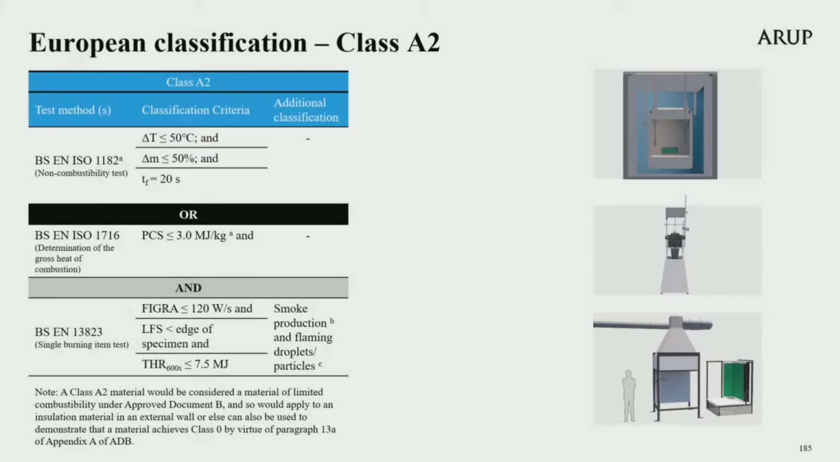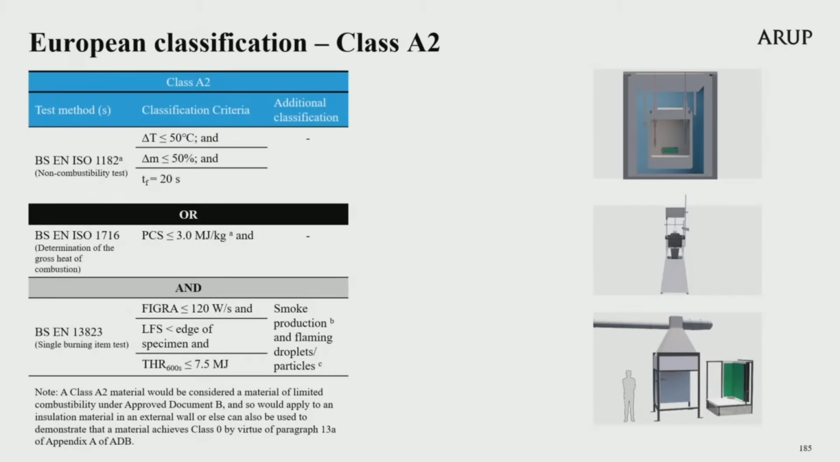In addition to the single burning item test, the material should be tested in the bomb calorimeter or the electric furnace as part of the non-combustibility test. For BS EN ISO 1716, the requirement for Class A2 is that the heat of combustion does not exceed 3 megajoules per kilogram. For the non-combustibility test, the furnace thermocouple temperature must not rise by more than 50 degrees C, and the material specimen must not degrade by more than 50%. And finally, the specimen must not flame more than 20 seconds.